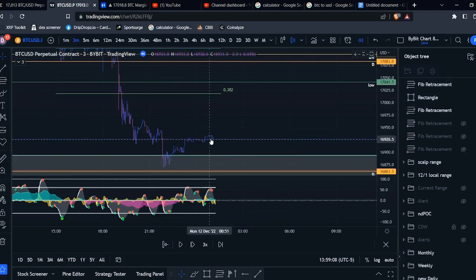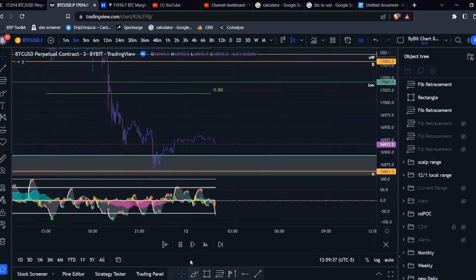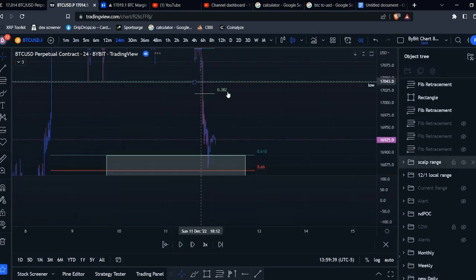Basically at this point it was getting to be about 1 a.m. and I don't know exactly when I went to bed, probably somewhere around 12:30 or so. So I was actually asleep at this point. So that explains why I didn't notice that bear div right there. But let's keep on playing this. Actually, let's go to a higher time frame and let this play out.